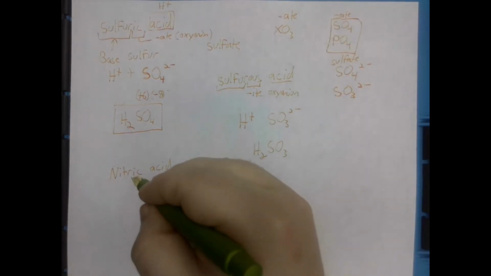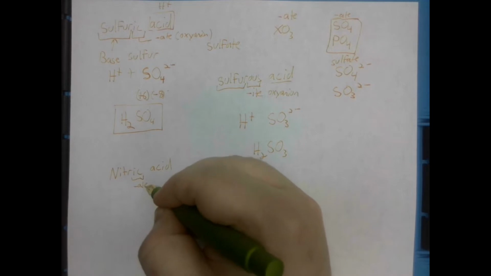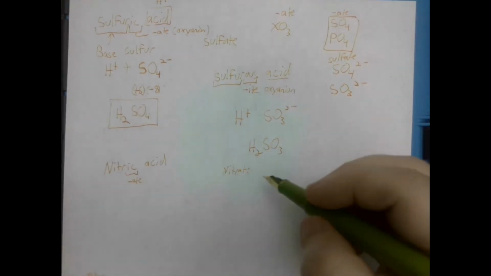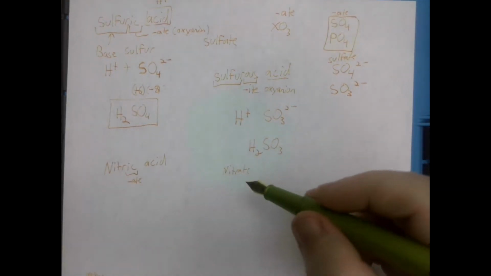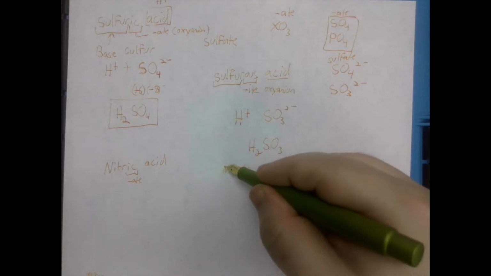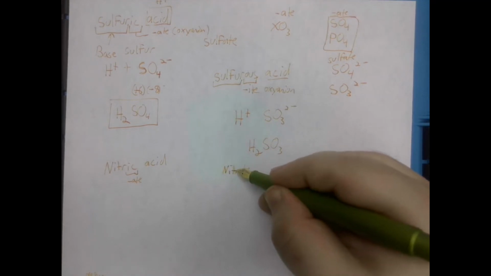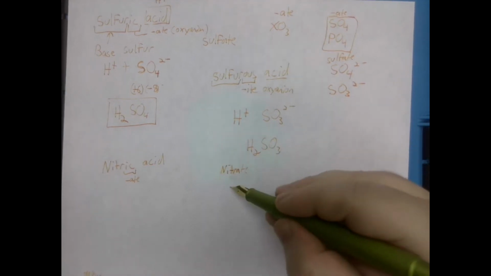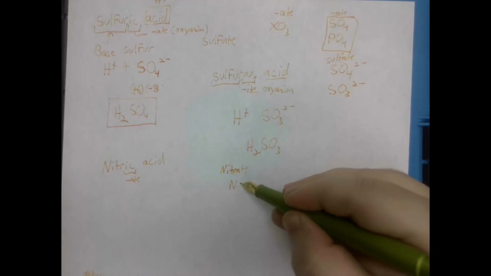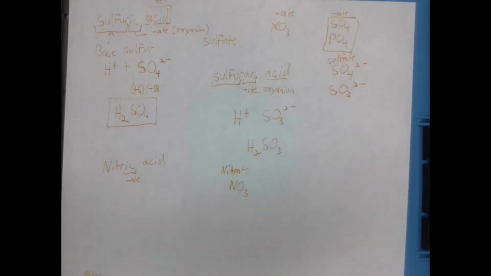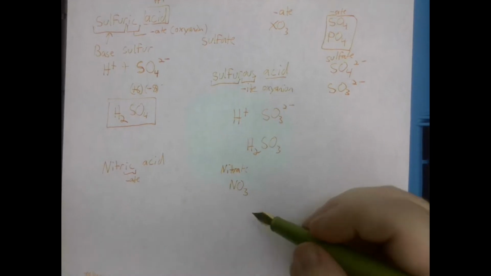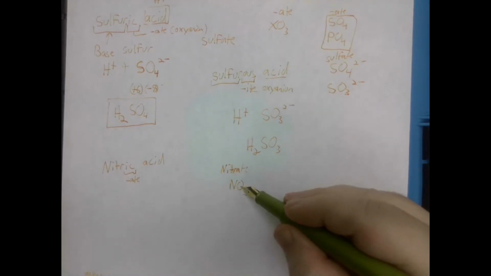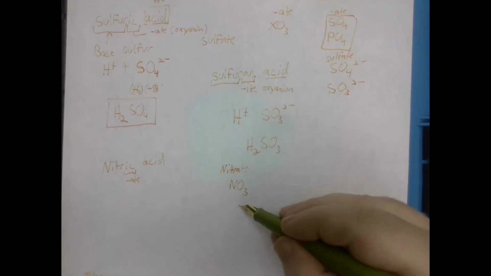So the -ic tells us it's an -ate. Nitrogen. So this is a nitrogen-based oxyanion. So we have nitrate. So this is going to be in the form of NO3. What is the charge? Well, we have 3 oxygens. Their net charge is going to be -6.